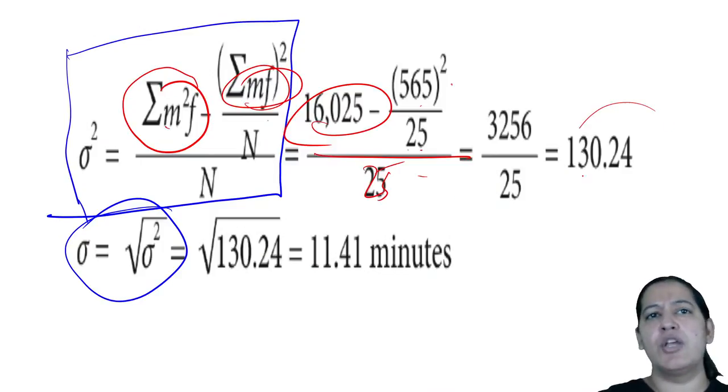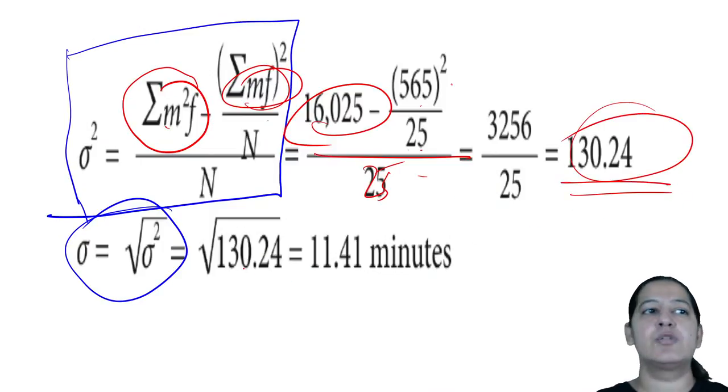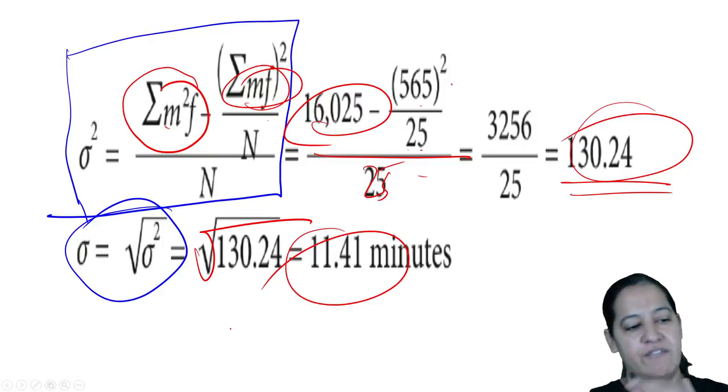So just apply the formula. You will get the value. That value is the variance. Do the under root of it. You will get the standard deviation. Give me a thumbs up.